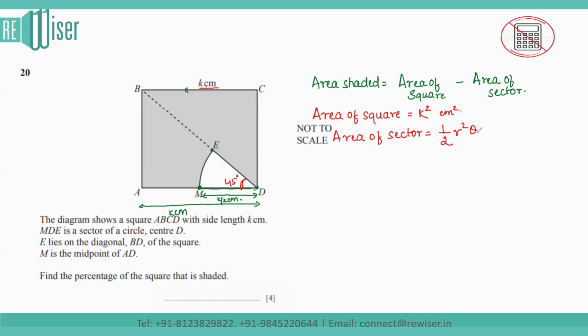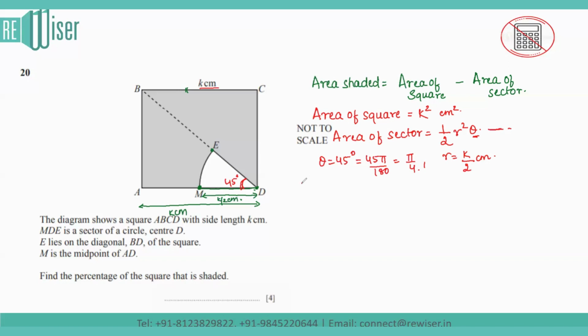Now, in the formula 1 by 2 r square theta, we need to take care of one thing, that theta must be in radians. Therefore, if theta is equal to 45 degrees, on converting it into radians, we get 45 pi by 180, which is pi by 4. Therefore, the value of theta is equal to pi by 4, and it is already given that r is equal to k by 2 centimeters.